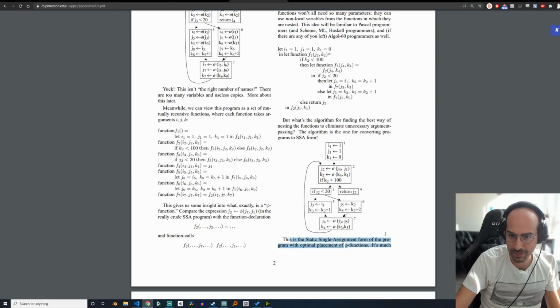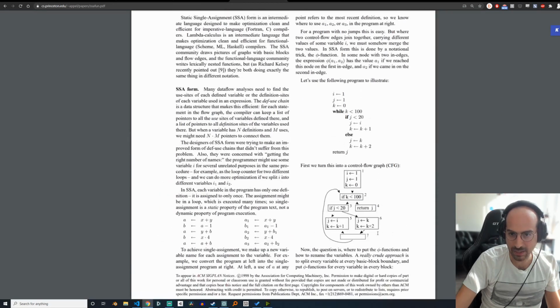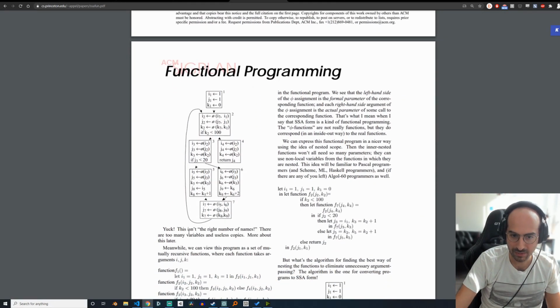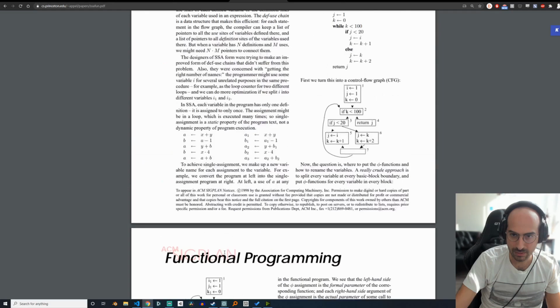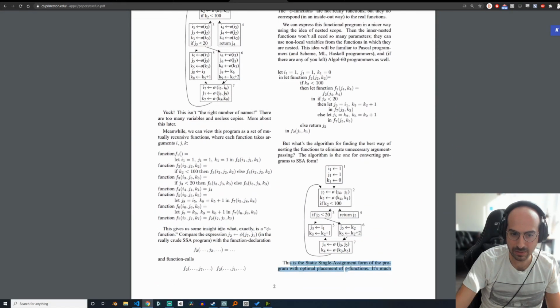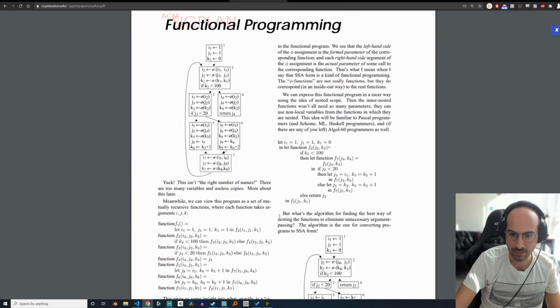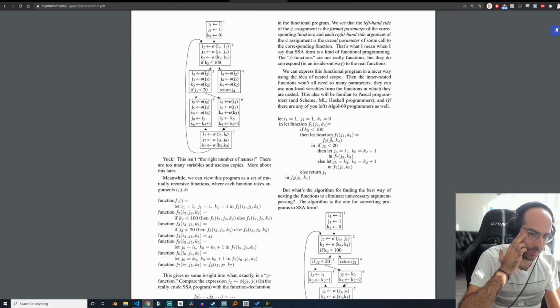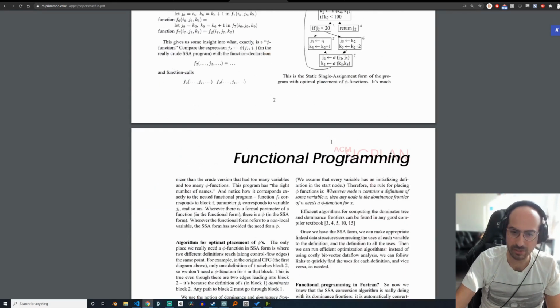Single of the program with original placement of these functions. Okay, I still don't get what SSA is. Okay, I get this control flow graph. There are too many variables. Oh, I see. Oh, interesting. So it seems to be something about intelligently reusing variables.